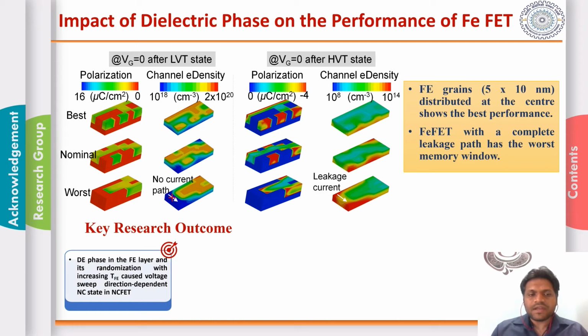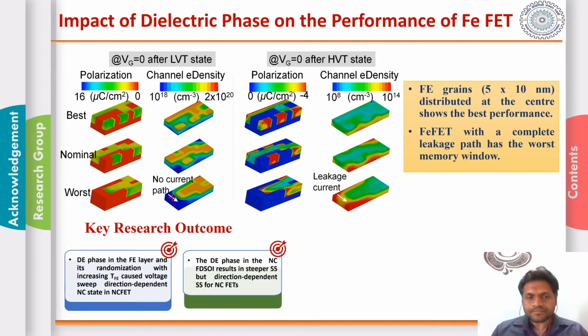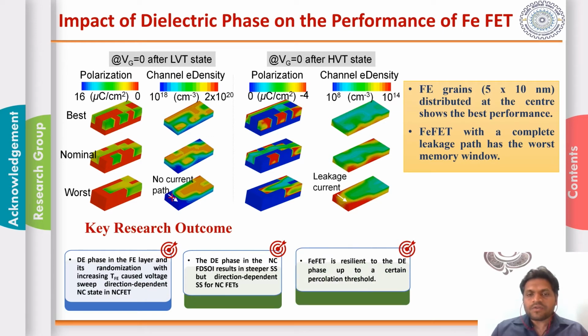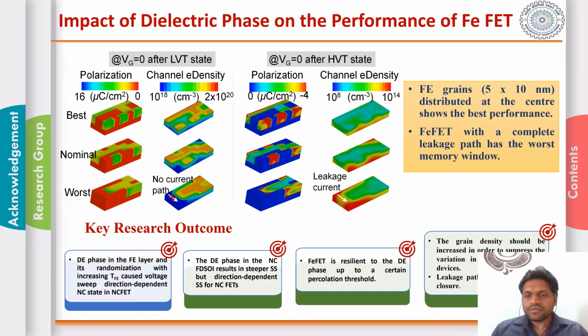Dielectric phase in the FE layer and its randomization with increasing TFE cause a voltage sweep direction dependent NC state. Dielectric phase in the NCFGSY results in a steeper subthreshold slope, but a direction dependent subthreshold slope for NCFGSY. Ferroelectric FET is resilient to the dielectric phase up to a certain percolation threshold. The grain density should be increased in order to suppress the variation in the memory window. Leakage path results in memory window closure. So this work is published in IEEE EDL, Electron Device Letters.